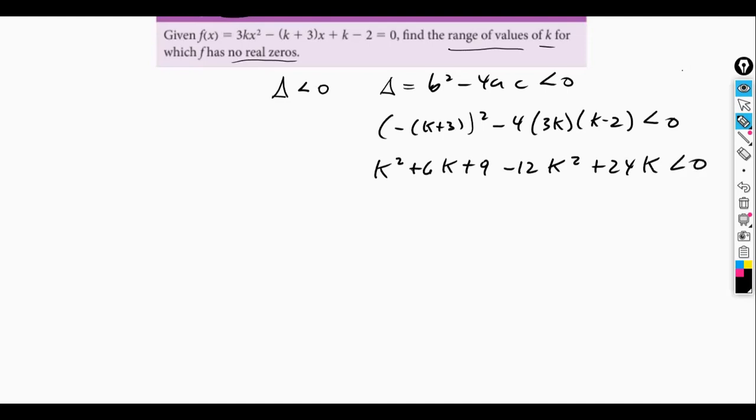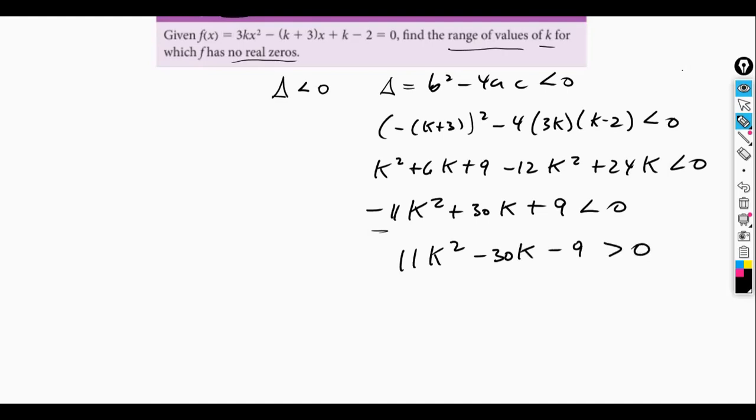And then grouping similar terms, we're going to get minus 11k squared plus 30k plus 9 should be less than 0. Well, this is negative, so I don't like that. I'm going to multiply both sides by -1. And remember that whenever we divide or multiply both sides of an inequality by a negative number, we have to flip the sign. So this is the same as saying 11k squared minus 30k minus 9 is greater than 0.